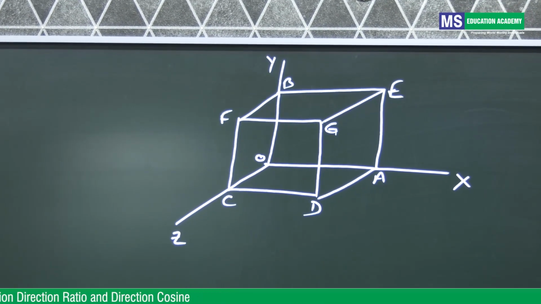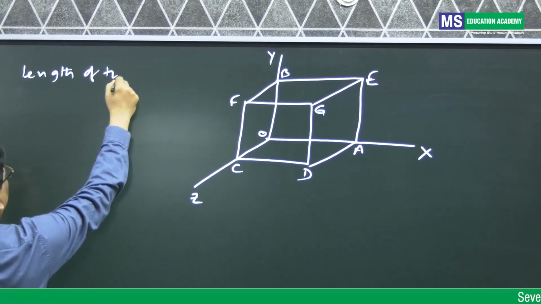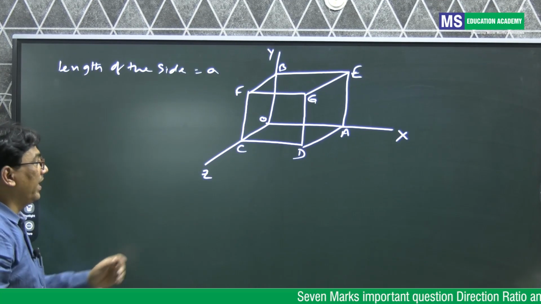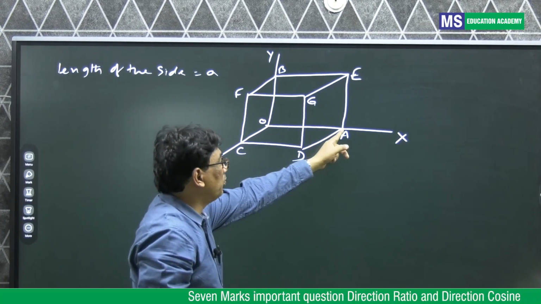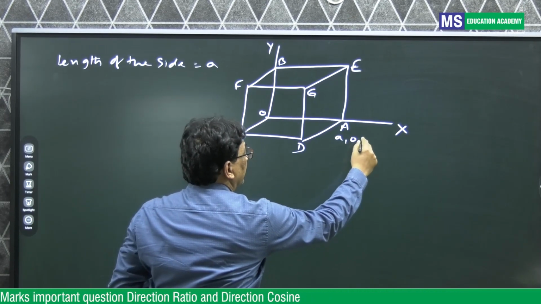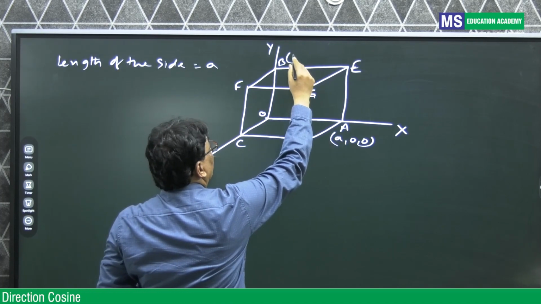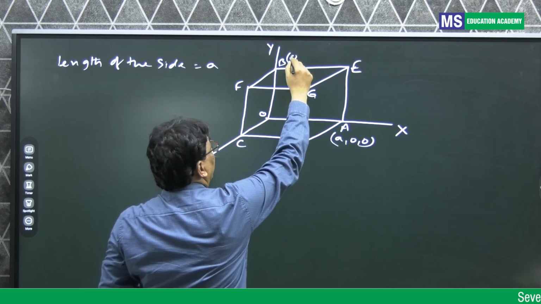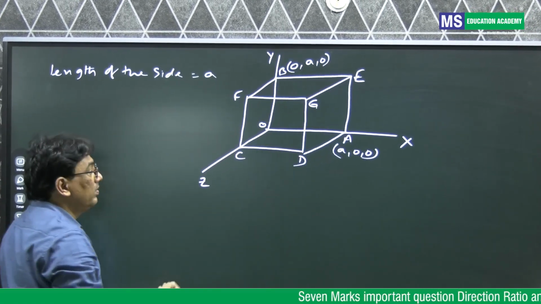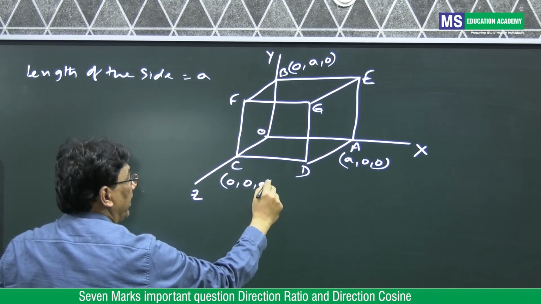Now, the length of the side is taken as small a. Then the distance OA is small a, which lies on the x axis, so capital A becomes a comma 0 comma 0. B lies on the y axis, so only the y coordinate exists, and the remaining x and z are 0. That's why 0 comma a comma 0. On the z axis, it is 0 comma 0 comma a.